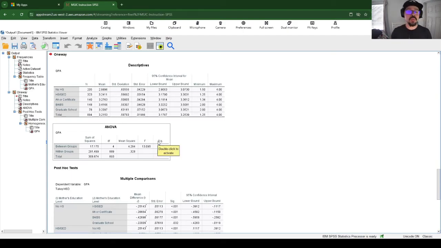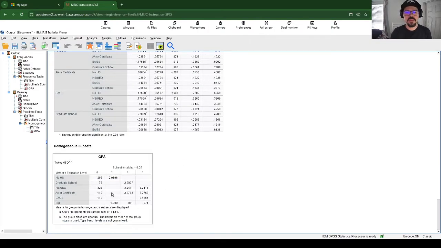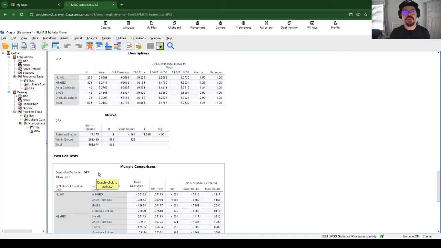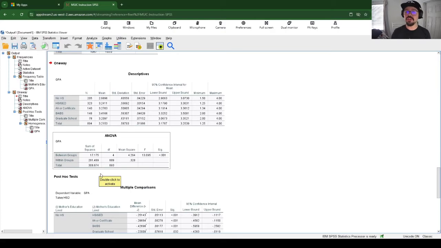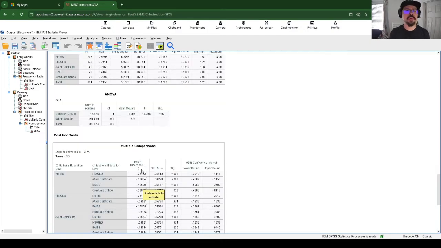When you produce a one-way ANOVA, you're going to see a minimum of 3 tables. You'll also have this homogeneous subsets table. This is table number 4, but I'm not asking you to include this in your assignment. The 3 tables that you need to make sure you include for each of your analyses for your one-way ANOVA are going to be this descriptives table, this ANOVA table, and this multiple comparisons table.